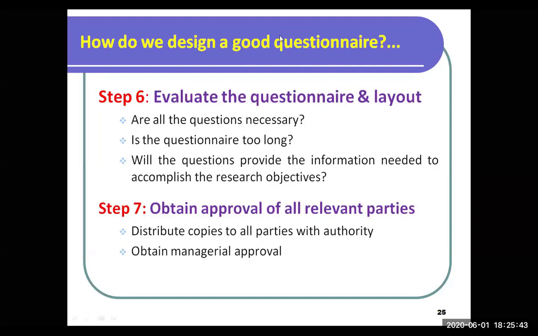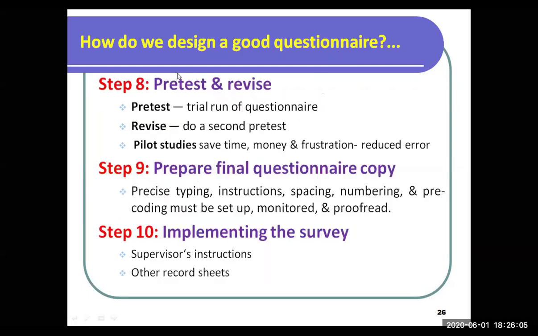Step 7 is related to approval by relevant parties. In this case, you might need to get approval from your advisor. Subsequently, you will undertake a pre-test and revise. The pre-test will help you make corrections and minimize errors related to discrepancies between the question raised and the respondent's answer. Then you correct and do a second pre-test.